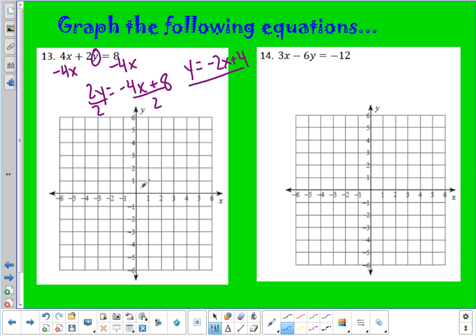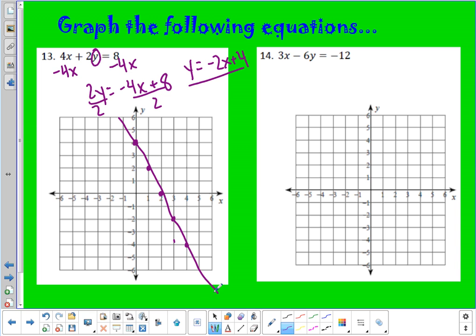So if I graph that line, I've got a positive 4. I can go down 2 and right 1 for my slope. Down 2, right 1, down 2, right 1. I like to make 4 or 5 points just because I think that gives me a more accurate line. It also helps if you use a straight edge.